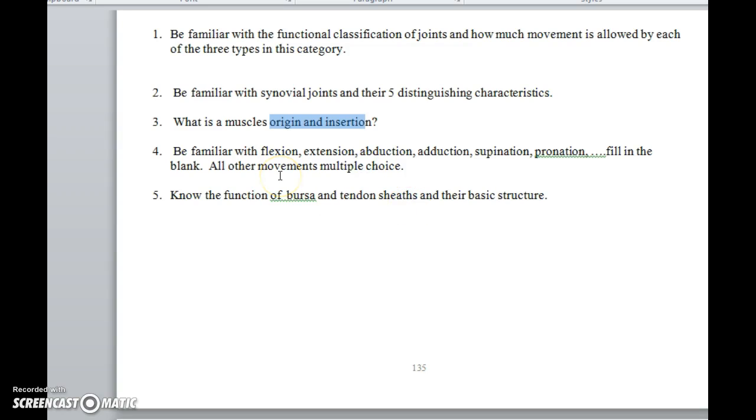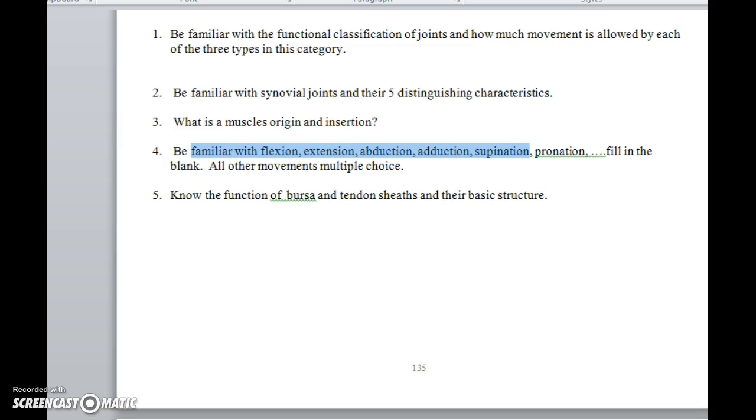Okay, here. This is the one I thought we might have needed to review. Be familiar with flexion, extension, abduction, adduction, supination, pronation. It says fill in the blank. I always do a couple of these where there are going to be pictures of guys doing various movements, and you'll have to tell me what they're doing. Like, we did some examples probably in the notes, but I'm going to try.